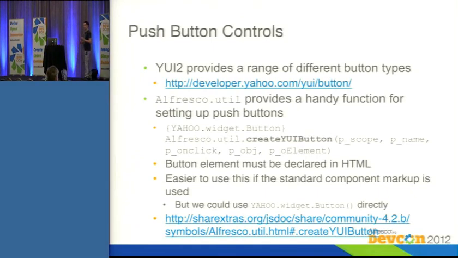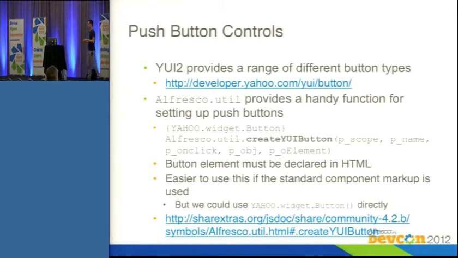Okay. So now we want to actually add some real controls to our dashlet. The most common thing to add to a dashlet is buttons, which may be clickable. They may do some work behind the scenes. You may want to go off to a repository and get some data when someone clicks the button. As Dave mentioned, we use YUI2 for Share, and YUI2 provides a wide range of buttons. They're all documented on their developer site there.